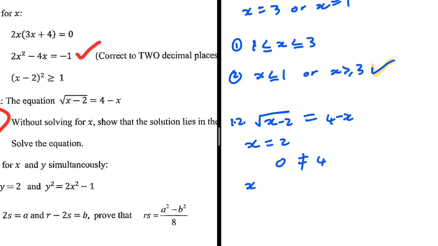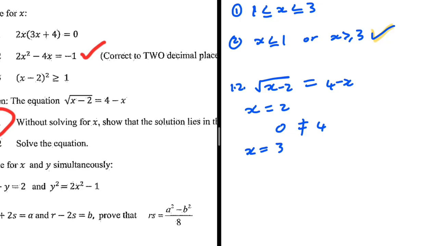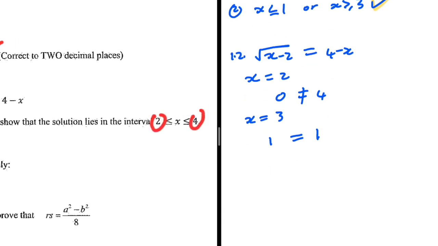And now let's test x is equal to 3. Let's see. So, we're going to have 3 minus 1, which is 1. The square root of 1 is 1. And then this is equal to 4 minus 3, which is 1. So x is equal to 3 works. Now let's take a look at x is equal to 4.